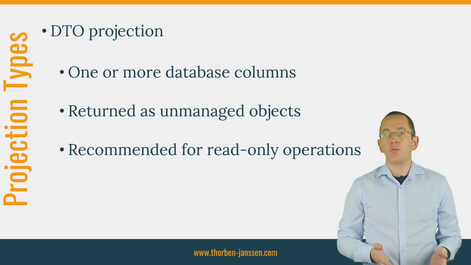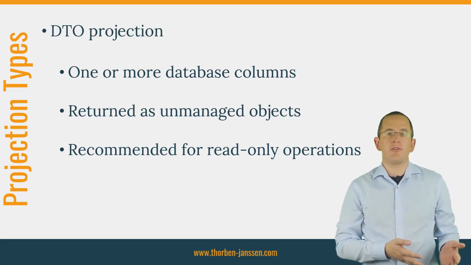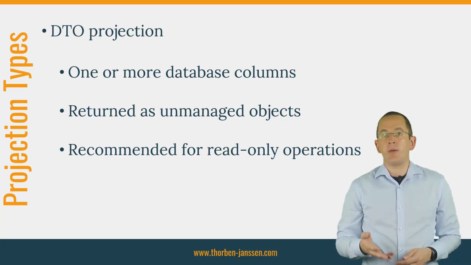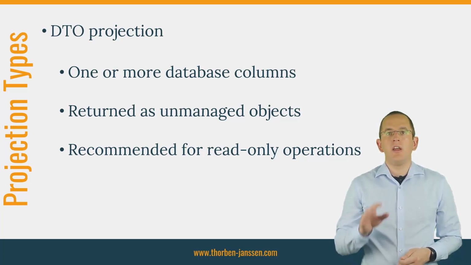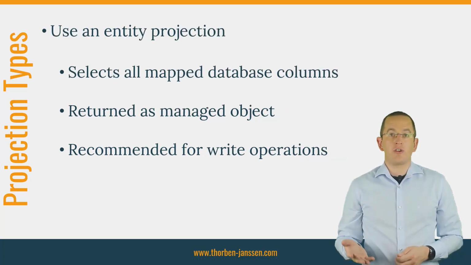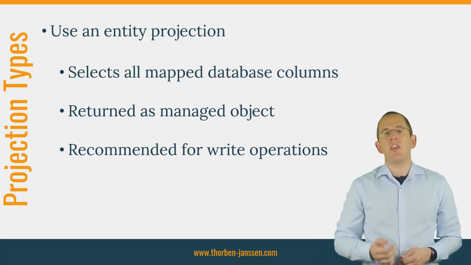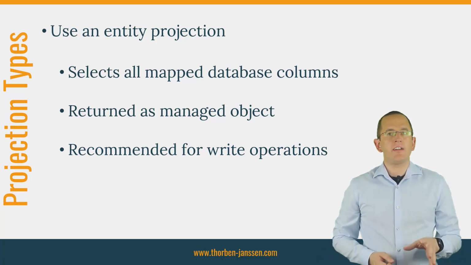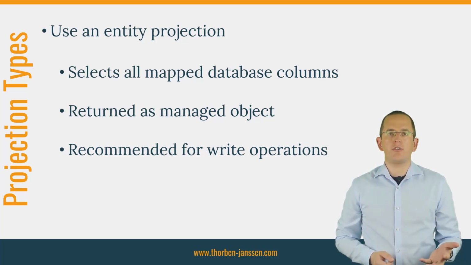You can use a DTO projection which selects a custom set of database columns. It uses them to call a constructor and returns one or more unmanaged objects. This is a great projection if you don't need to change the selected data. You can use an entity projection that selects all database columns mapped by an entity class and returns them as a managed object. Entities are the recommended projection if you want to change the retrieved information.